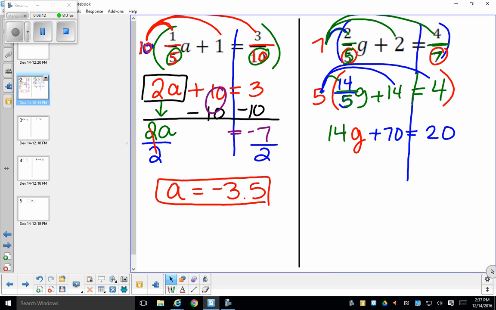And you'll notice now at this step, I'm left with the hand method. So I take my hand, cover the variable and anything attached, and it's like a stop sign. And I don't do anything for this. I want this to be totally alone.